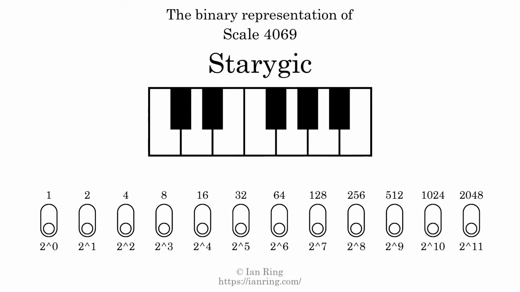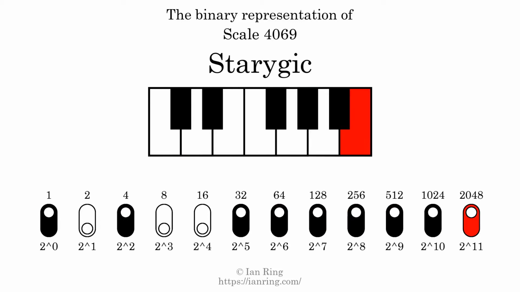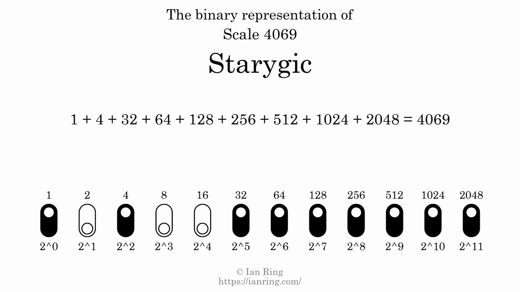The binary representation of this scale is determined by mapping tones of the scale to binary digits. Each binary digit represents a power of 2. To get the scale number, we add the powers of 2 together. The powers of 2 that are present in the scale, all added together, equals 4069. That is why the scale number, in decimal, is 4069.